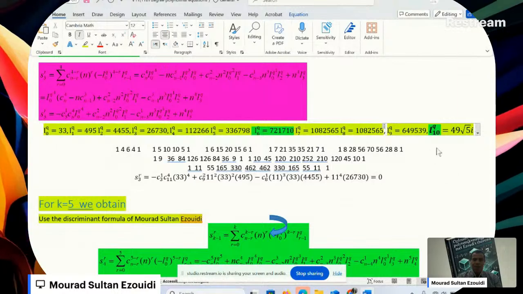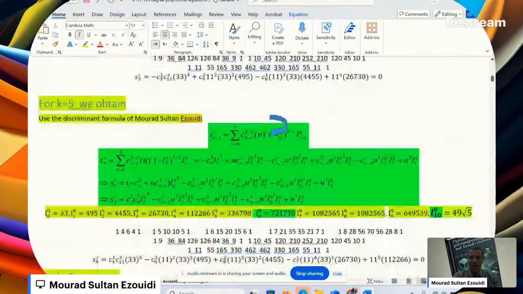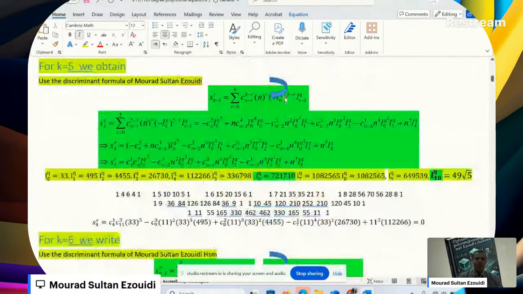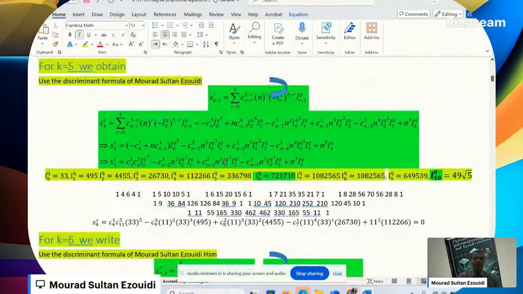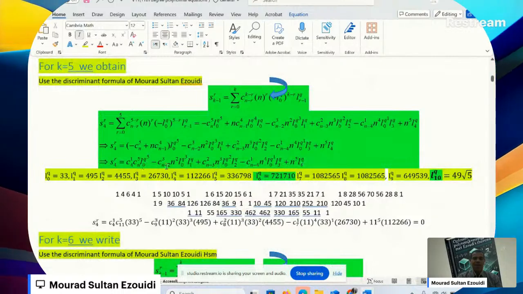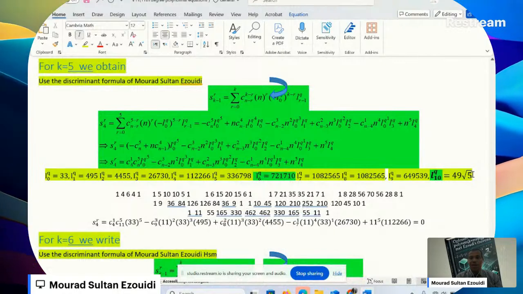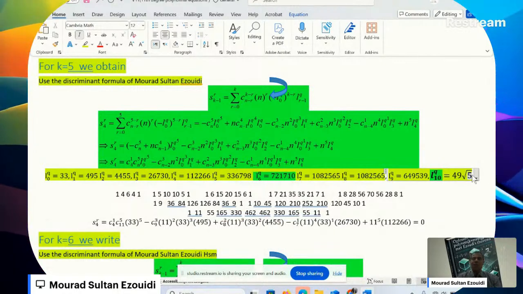Now I'm going to find S4. To find S4 is the same: you will set k equal 5 in the discrete formula of Mourad Sultan Ezouidi, and you will focus on the last formula that had been generalized and written in its lowest term. We call this the last coefficient here, 49 root 5 i.